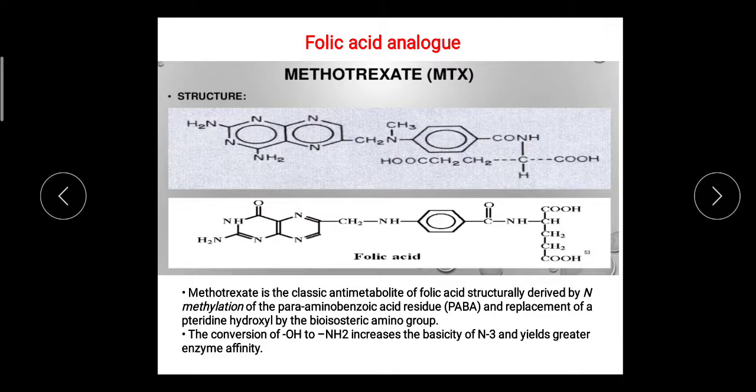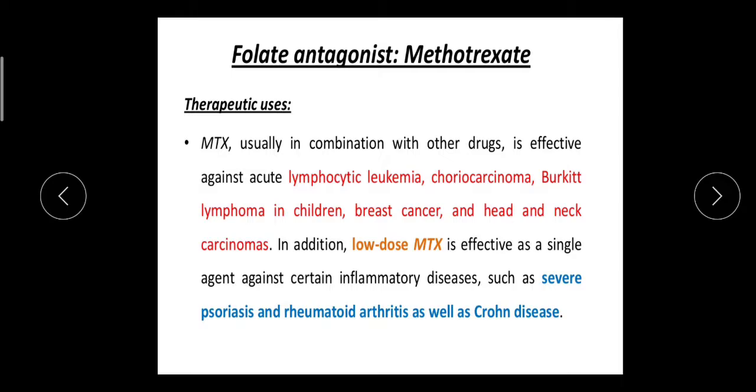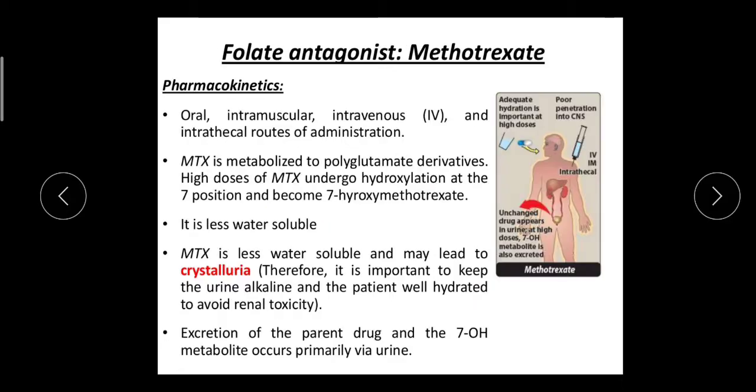Under this class, we have seen the drug methotrexate, with structural similarity to folic acid. Because of that, it competes with folic acid for binding with the enzyme DHFR and thus inhibits the role of DHFR, that is conversion of folic acid into dihydrofolate and dihydrofolate to tetrahydrofolate, which is responsible for thymine synthesis and further DNA synthesis. Then we have seen the uses of methotrexate and the pharmacokinetic properties of methotrexate.